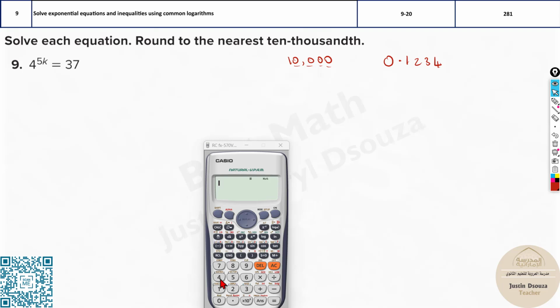So it is 4 to the power 5, and k is the variable. Put it as x and press next, and now press equal to 37 and shift solve and then press equal to. That will be the answer.